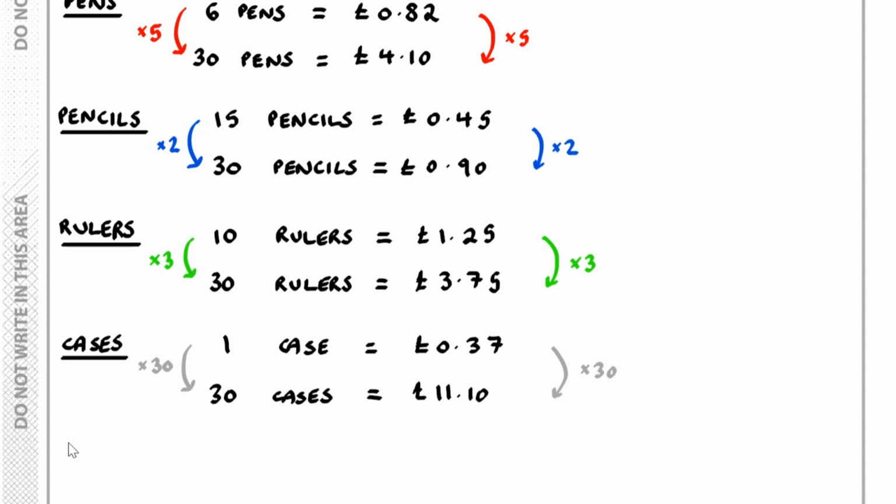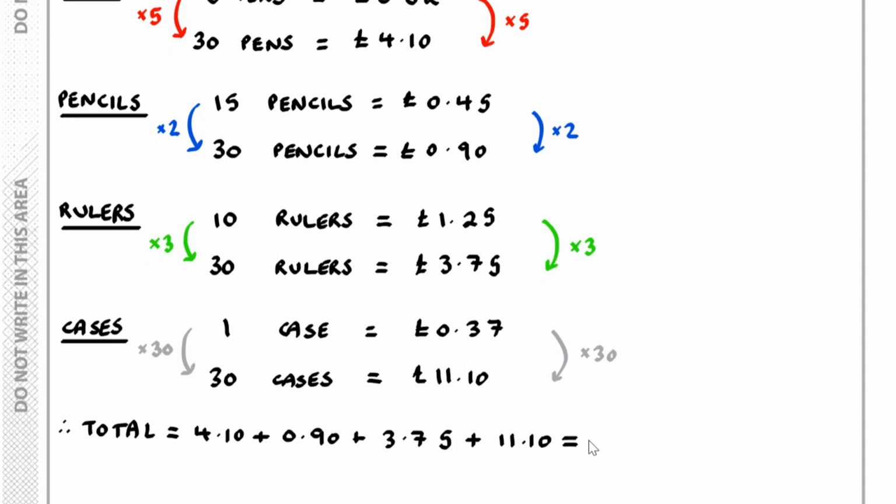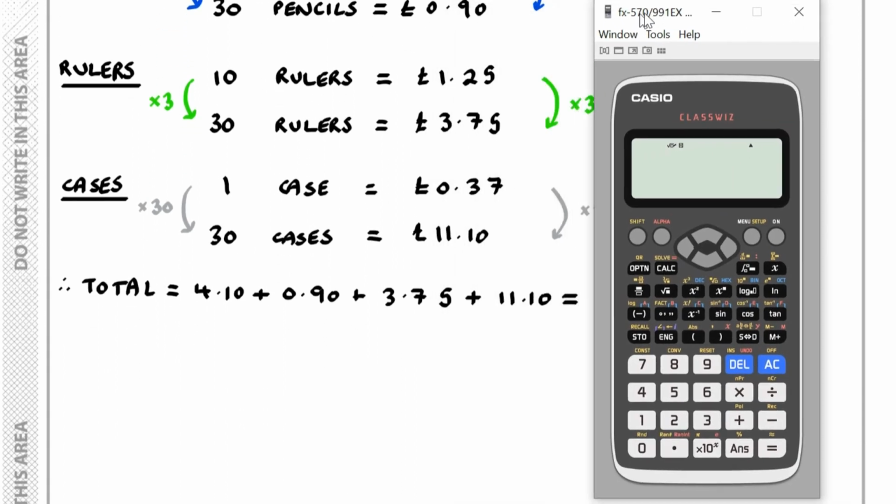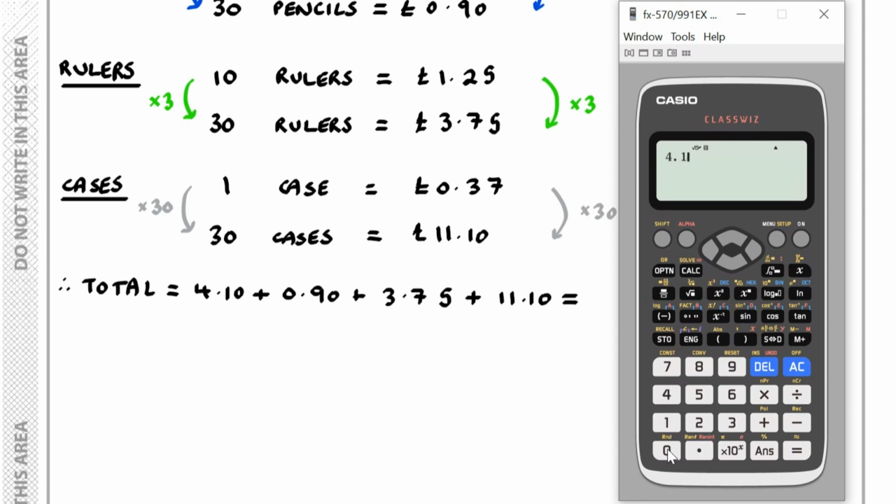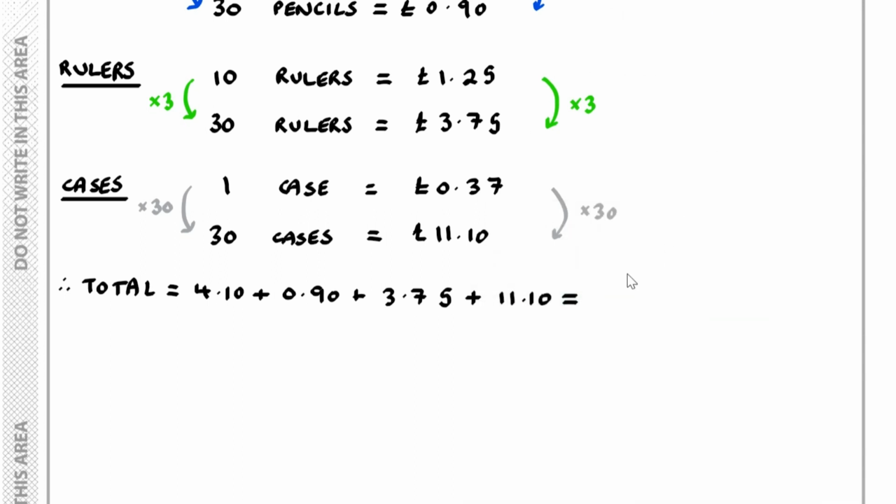And therefore, for the total cost, we've got £4.10 plus 90 pence plus £3.75 plus £11.10. So if we work this out, we get £19.85.